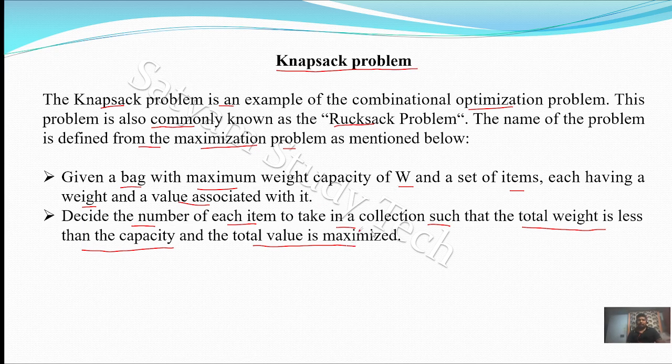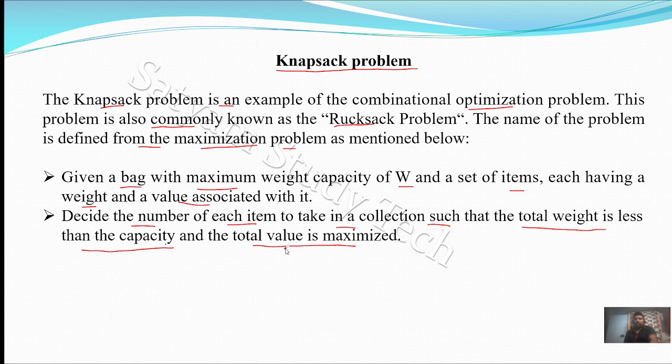So what is meant by maximization? Here the knapsack or bag has a given capacity W. You can choose some items from the available items. Then the total weight is less than the capacity and the total value is maximized. Based on the objects you selected, you can get the maximum profit.